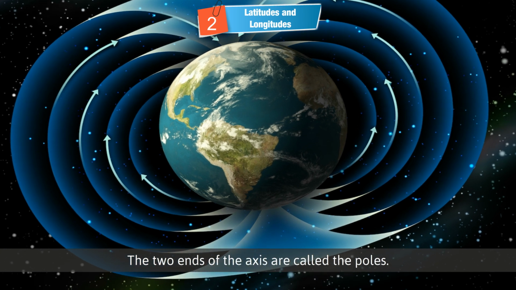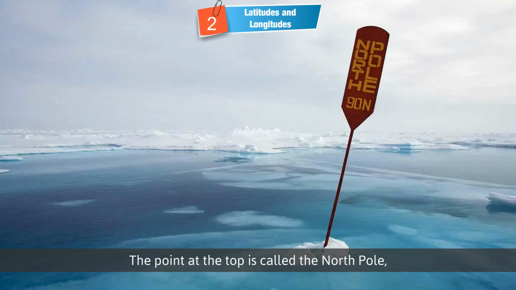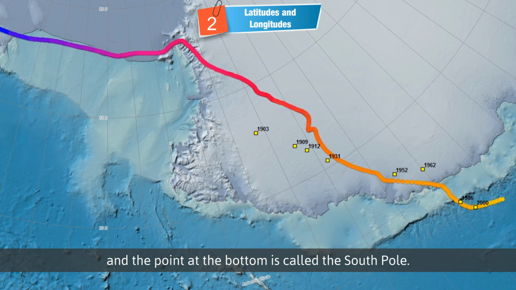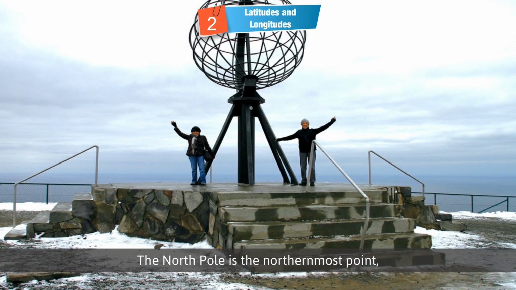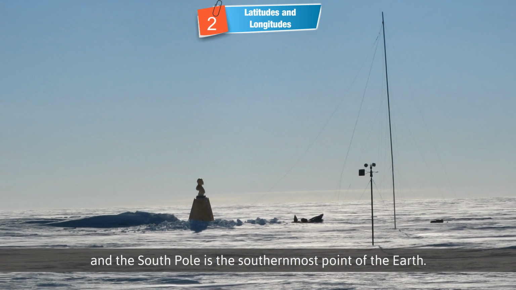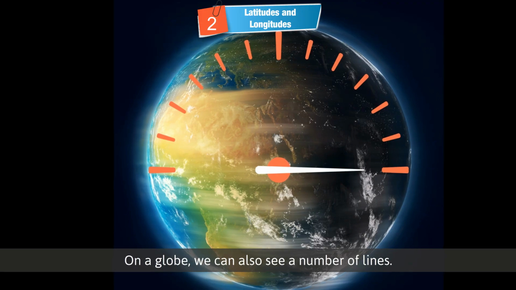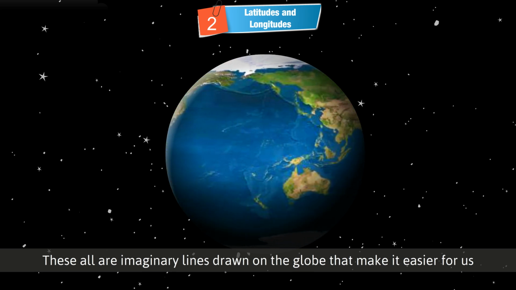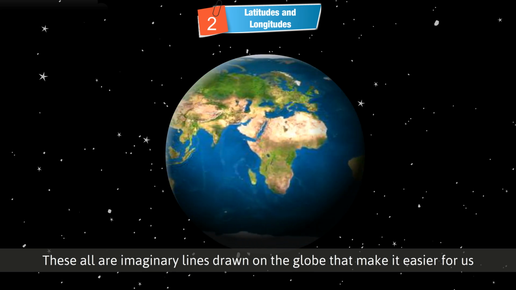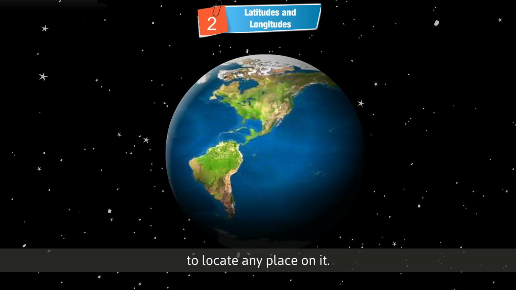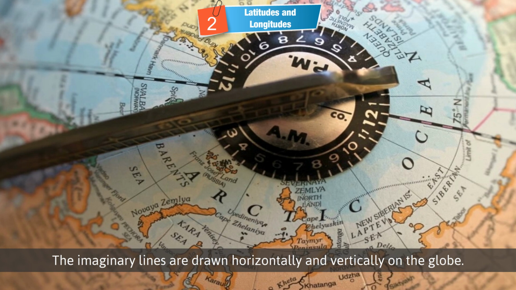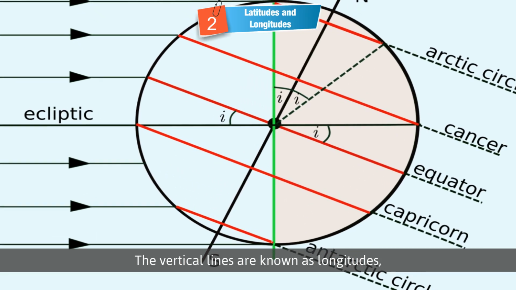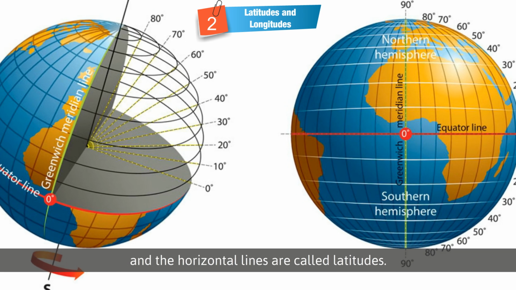The two ends of the axis are called the poles. The point at the top is called the North Pole, and the point at the bottom is called the South Pole. The North Pole is the northernmost point and the South Pole is the southernmost point of the earth. On a globe, we can also see a number of lines. These all are imaginary lines drawn on the globe that make it easier for us to locate any place on it. The imaginary lines are drawn horizontally and vertically on the globe. The vertical lines are known as longitudes and the horizontal lines are called latitudes.